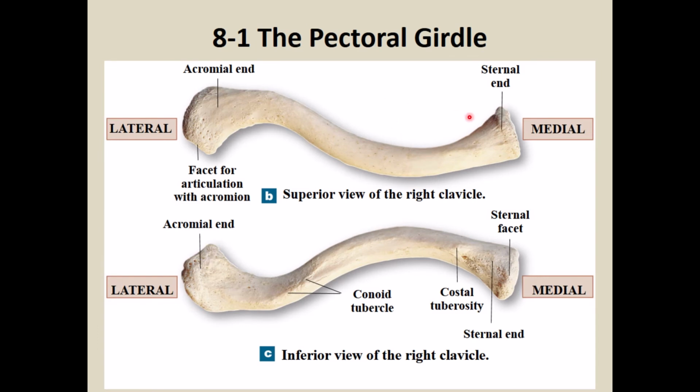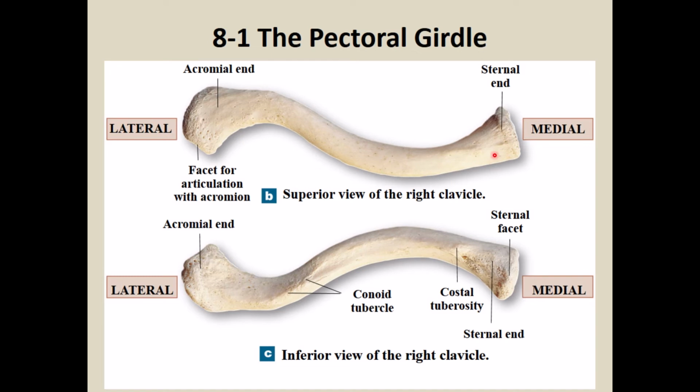Clavicle is S-shaped bone. It has a medial end, and also it has a lateral end. The medial end is called sternal end because it articulates with the sternum, and it is sharper. And the lateral side is called the acromial end, is flatter, and it articulates with the acromion of the scapula.